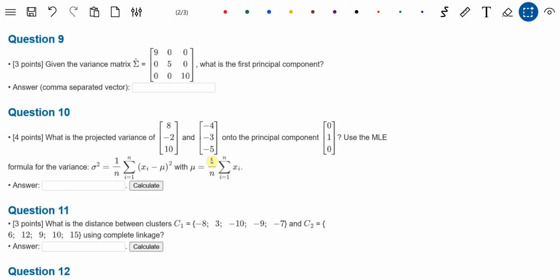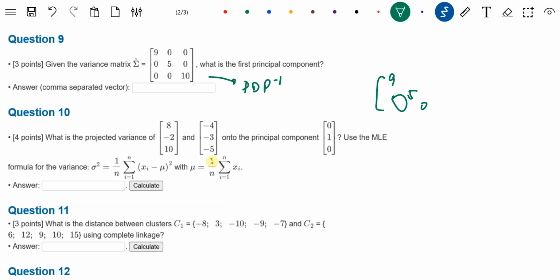This is X3, questions 9 and 10 related to principal component analysis. And the first question is about just finding the principal component. So the first step is to rewrite this as PDP inverse, so the standard eigendecomposition form. We have the diagonal matrix in the middle already.